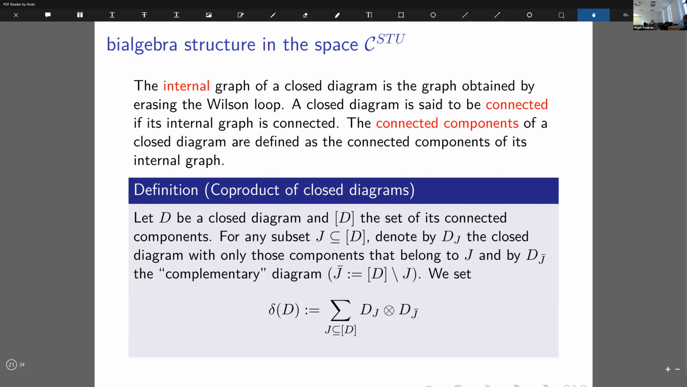The connected components of the diagram are generalized chords, and they play the role of chords. Also, the degree of the diagram is not the number of chords, but half the number of vertices, all of which are degree 3. Yeah. Okay.